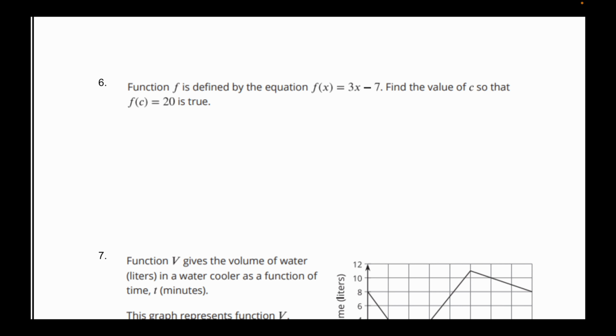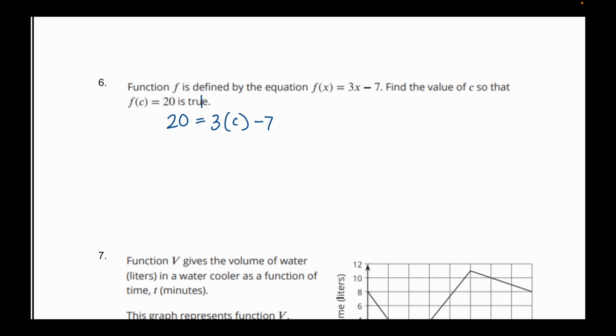So if f of c is 20, plugging in c would have 3c minus 7. We're going to say 20. We want that to be the same thing as if we took that number c and plugged it in right here for x. So this is going to be a two-step equation.